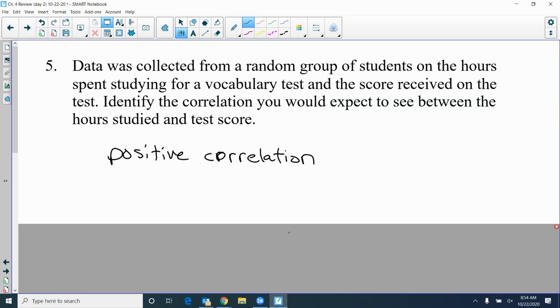Like the one we did in class, is there a relationship between your shoe size and the score on the test? No, there shouldn't be. Okay, that would be no correlation.